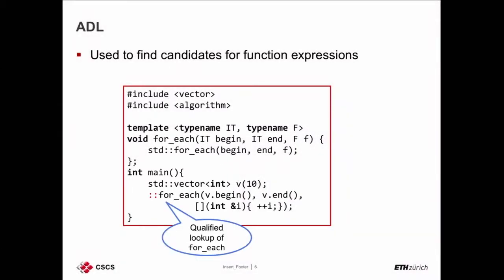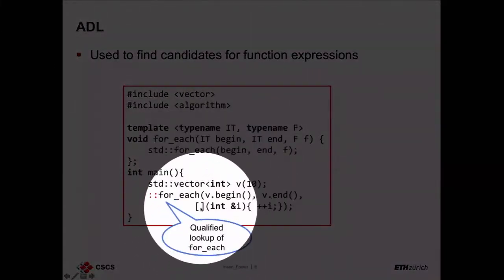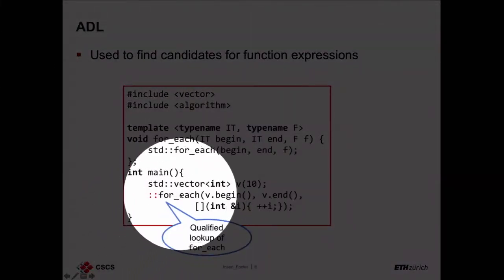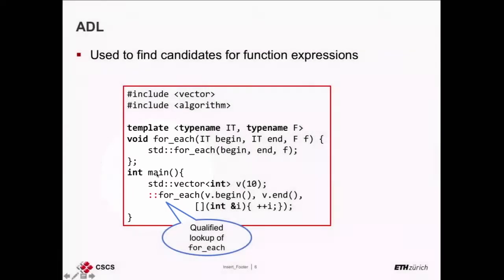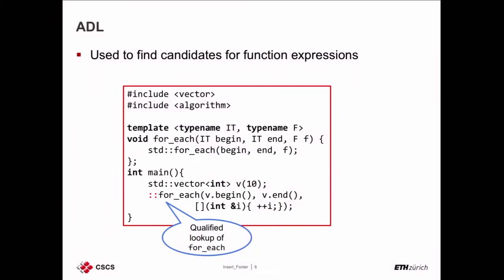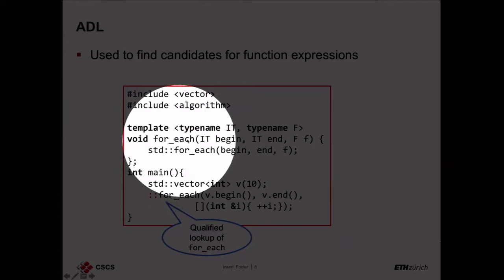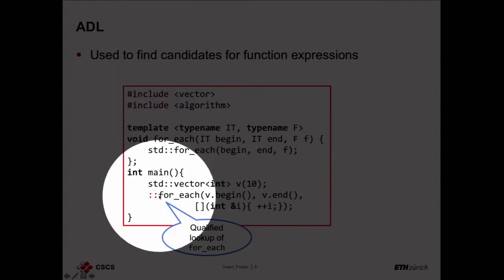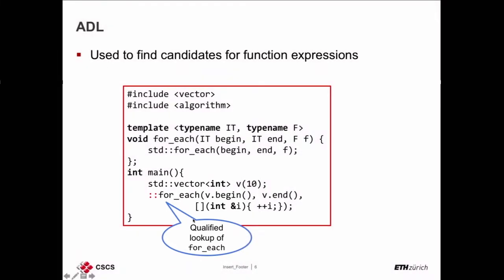But if I want to call my version, I need to explicitly say colon colon for_each, which basically says qualified name lookup for for_each. On the left of the colons, there is nothing. That is the root. It's like a file system, if you want. It's just the root. And it goes to the global namespace and finds for_each in this case. And this becomes a qualified lookup for for_each.